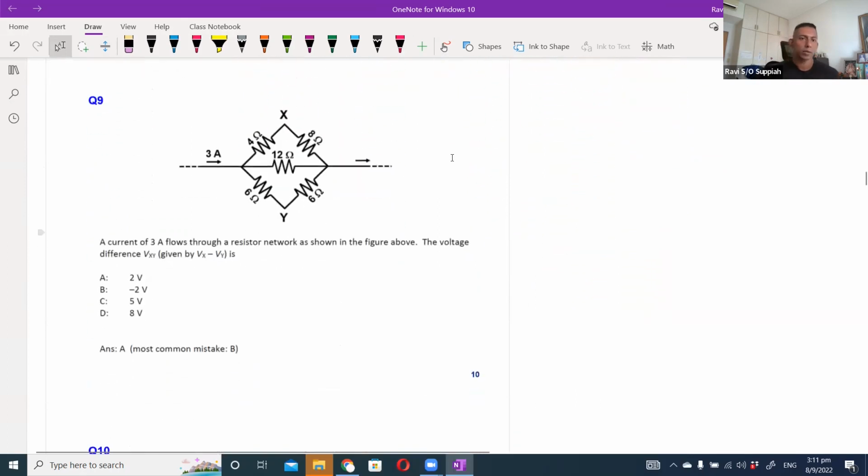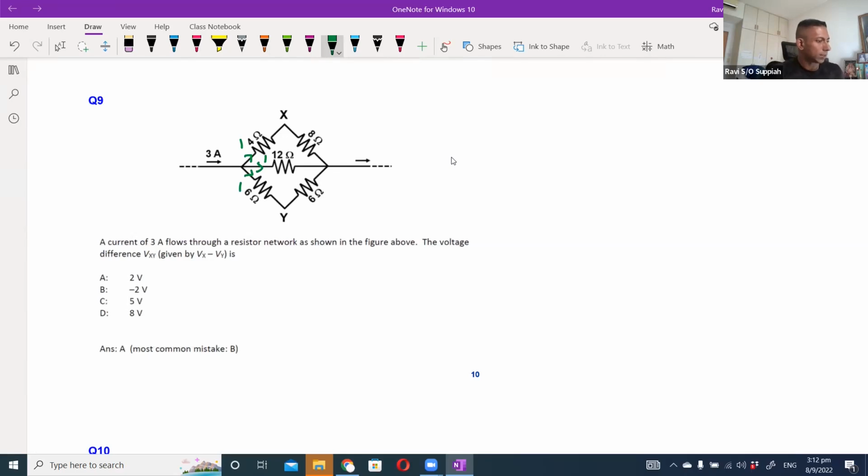Okay, question 9 is a bit similar. It's actually easier. Why? Because you can see that all 3 branches are the same. The top branch is 12 ohm, the middle branch is 12 ohm, the bottom branch is 12 ohm, which means that the 3 ampere will basically split into 1, 1, 1. So I got 1 here, 1 here, and 1 here.